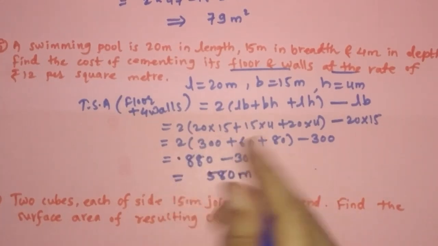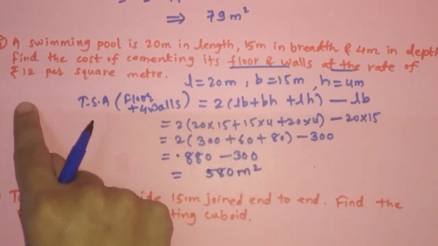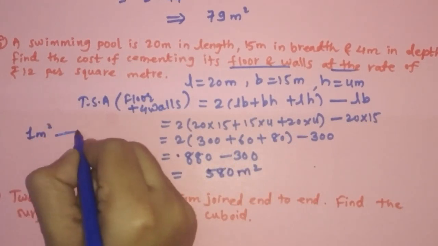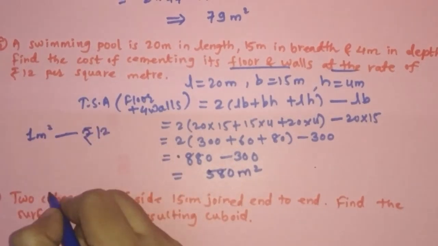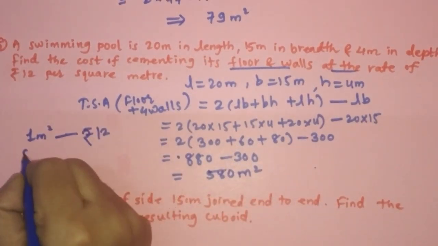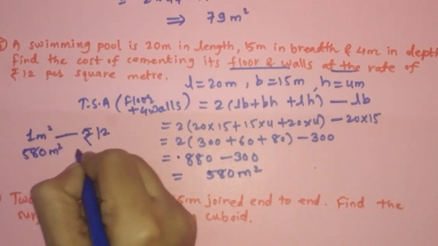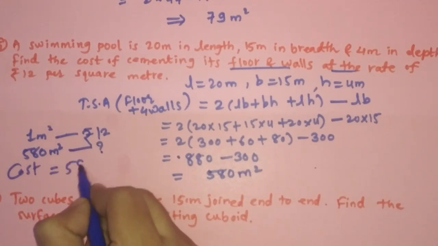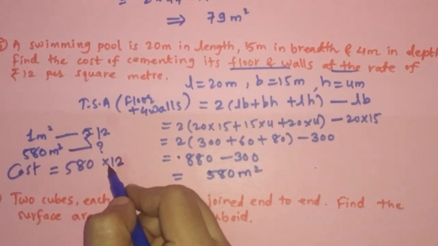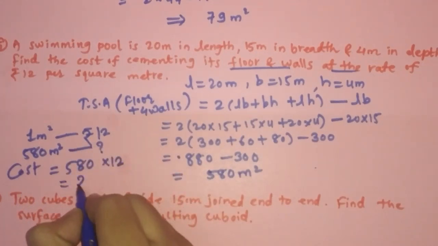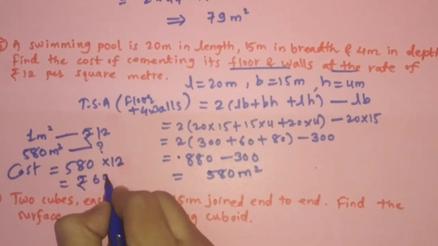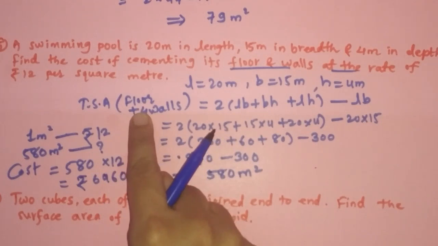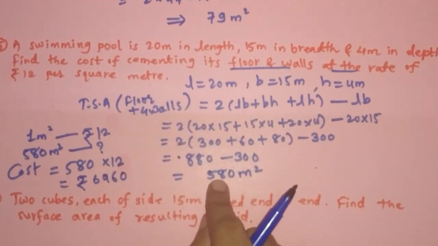Now we have to find out the cost. For 1 meter square there is a cost of rupees 12, and we have 580 meters square. So the cost is equal to 580 multiplied by 12. So friends, we'll get 6,960. This is the cost for cementing the 4 walls plus the floor of the swimming pool.